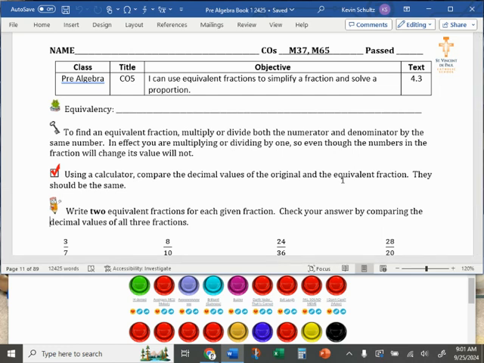Algebra. We're continuing through CO5. Sawyer, what's your question? Never mind.